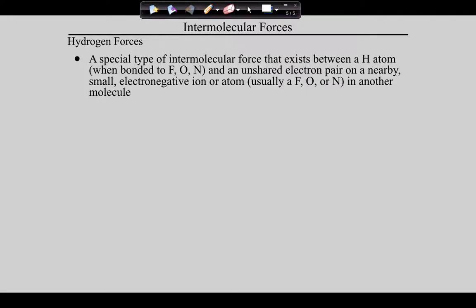So guys, hydrogen forces are a special type of intermolecular force that exists between hydrogen and an unshared pair of electrons on a nearby small electronegative ion or atom in another molecule. If you want to write it down verbatim, you can. If you choose not to, the important words are special type, nitrogen, oxygen, fluorine, hydrogen, and unshared electron pair.